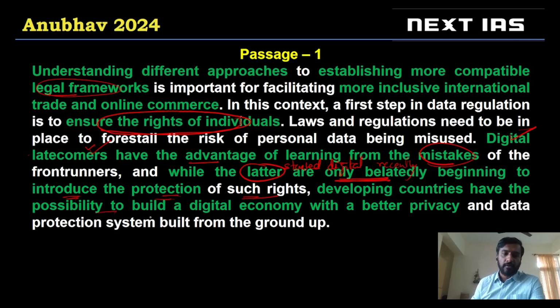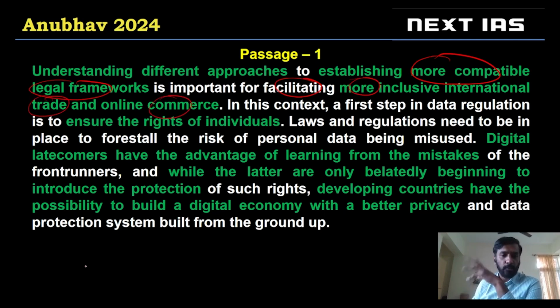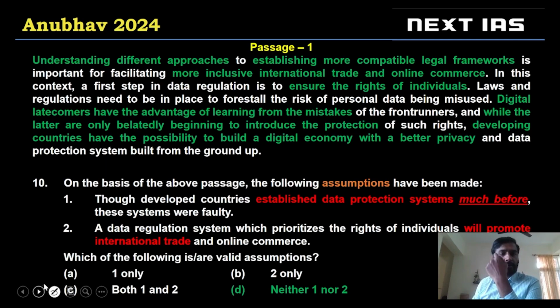Developing countries have the possibility to build a digital economy with better privacy because we have a fresh start. If we consider that now we are no longer developing from the point of view of digital data protection and so on and so forth, we already have those laws in place. But the idea is that since we are starting a little later, we can learn from the mistakes of those who came before and we can have better data protection laws. This will help establish a more compatible legal framework and this will facilitate more trade and commerce. Okay, let's look at the question. On the basis of the above passage, the following assumptions have been made. We're looking for assumptions.